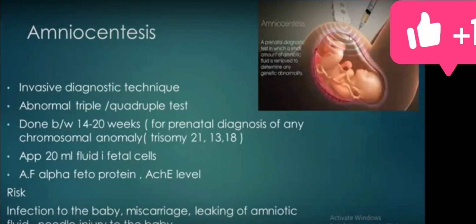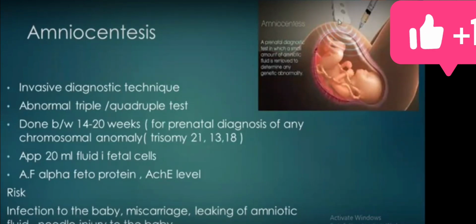So amniocentesis means that under ultrasound guidance, a long needle is inserted through the maternal skin and maternal tissues, passing the uterine musculature, and then it reaches the amniotic sac. Then 10 to 20 ml of this amniotic fluid is collected.